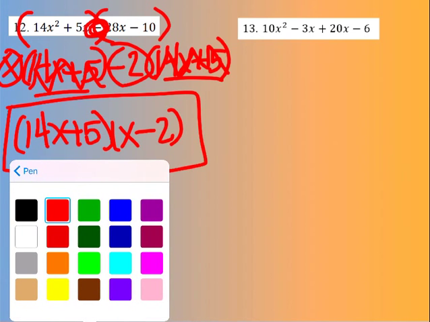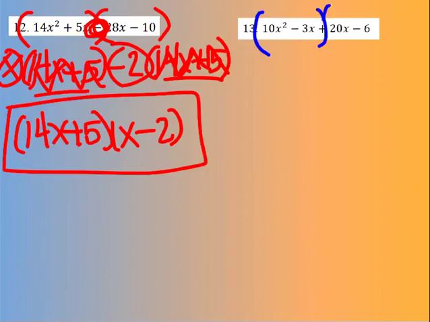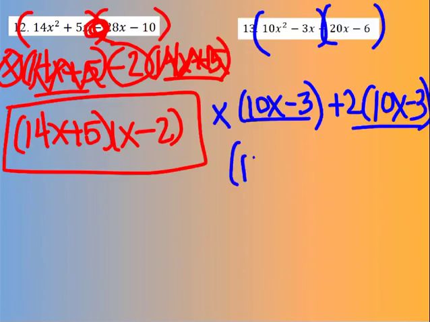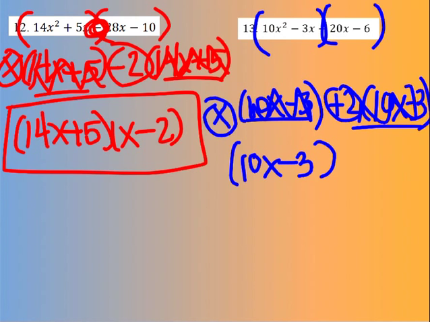Last but not least, let's do number 13. So I'm going to make my two pairs. Between 10x squared and 3x, let's take out an x, and then I get 10x minus 3. Okay, between 20 and 6, I can take out a 2. And then I'm left with 10x minus 3. So my leftovers are matching, so I can write those down. And once I take out my leftovers, I'm going to write what's left after that, which is x plus 2.